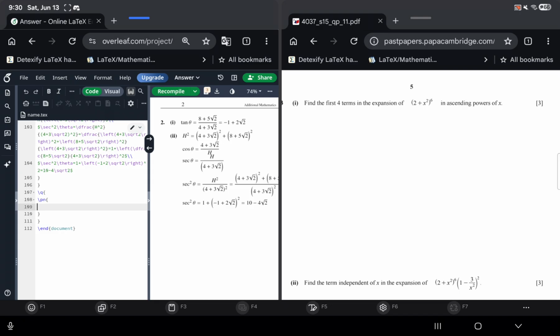First 4 terms. So it would be 2 to the 6th plus 2 to the 5th x squared plus, actually 1 choose 6, 1 choose 6 plus 2, 4, 2 plus 3 plus 4. Let's simplify this. Okay.